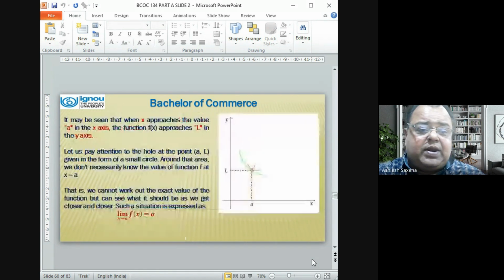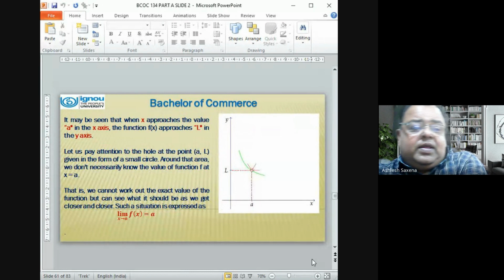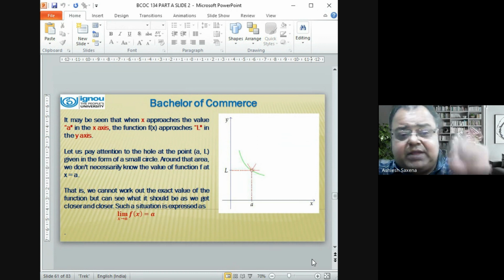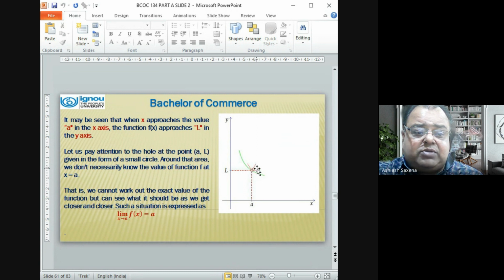Similarly, what is going to happen now? As it may be seen, when x approaches the value A on the x-axis, the function approaches L on the y-axis. Now let us pay attention to the point A, L that is marked by a zero line. I'm talking about this point. This point takes the form of a small circle. Around that area, we don't necessarily know the value of the function f at x is equal to a.